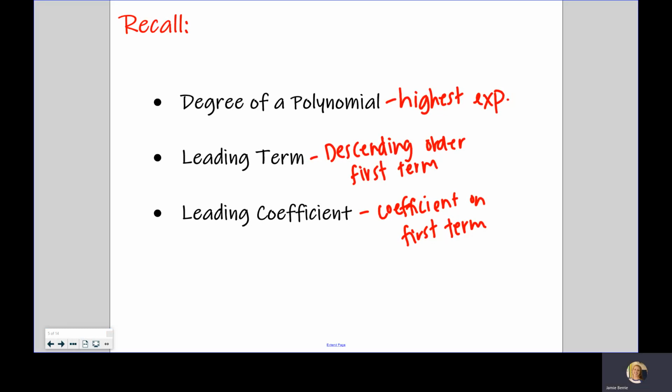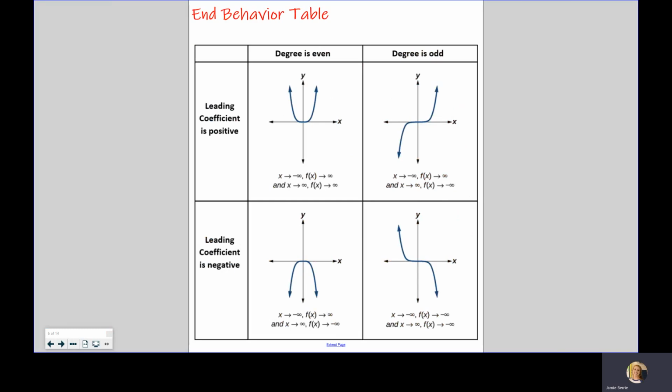Okay, so let's look at the end behavior table. Definitely pause the video and copy this down or take a screenshot of it and save it somewhere. I made this table, so it is not out of the textbook. This table has 4 boxes.